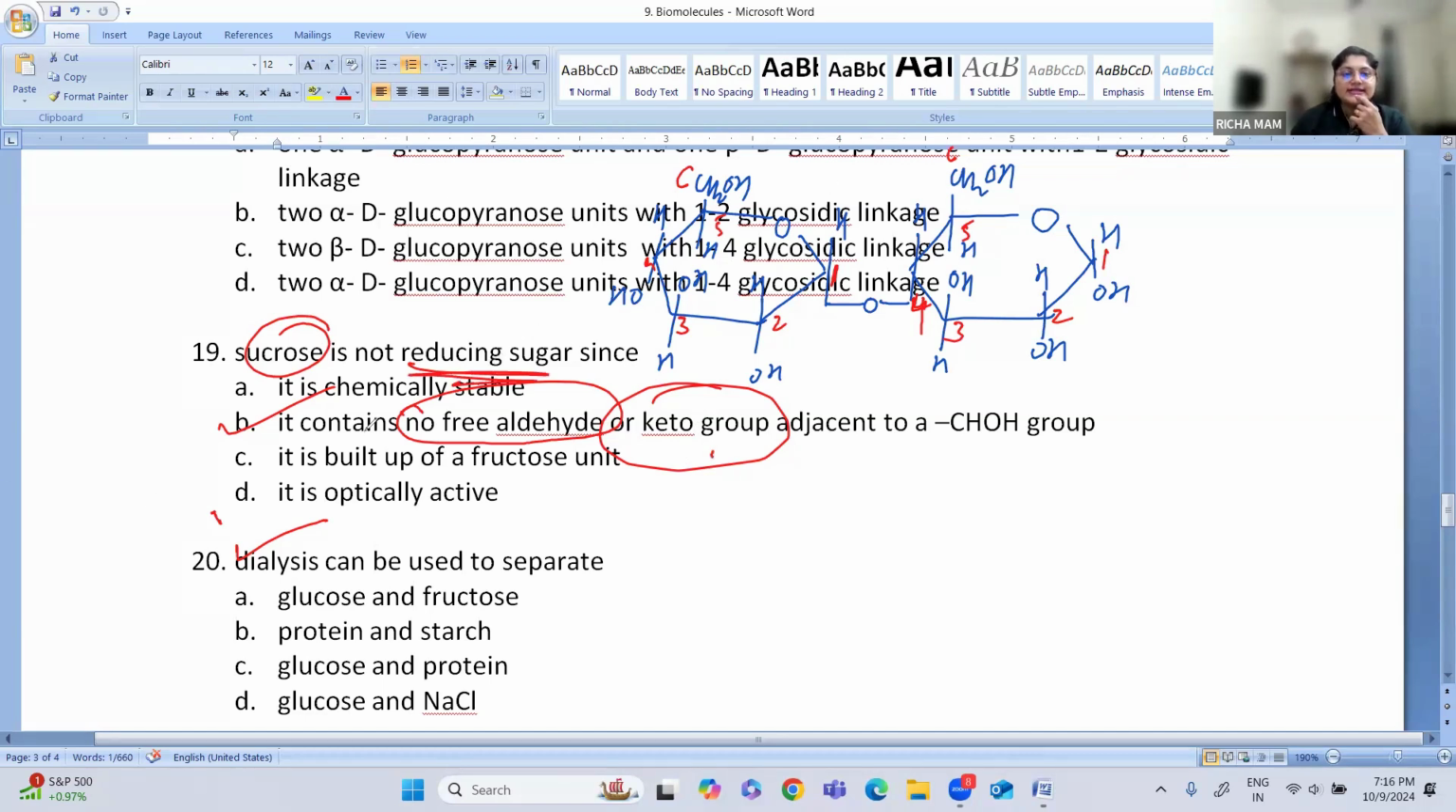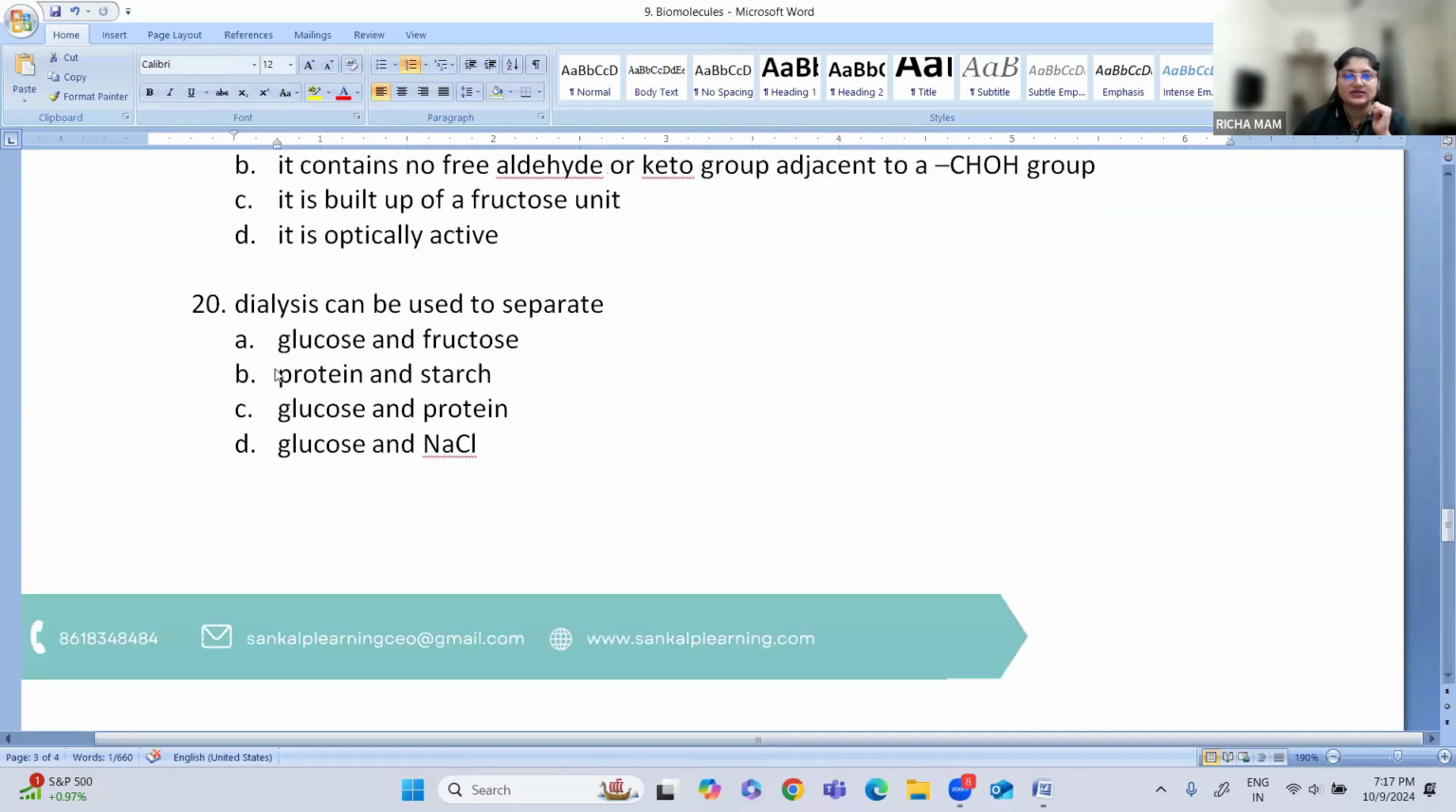So option number B. Okay, option number B. All the sugars, when they contain aldehyde and ketone group in their hemiacetal form or the hemiketal form, will reduce the Tollens' reagent or the Fehling solution. Then they are called as reducing sugar. But here, when you see sucrose, one is a glucose, another is a fructose. So there is no free aldehyde or ketone group present. Because of that, it is not a reducing sugar. So option number B is the answer.